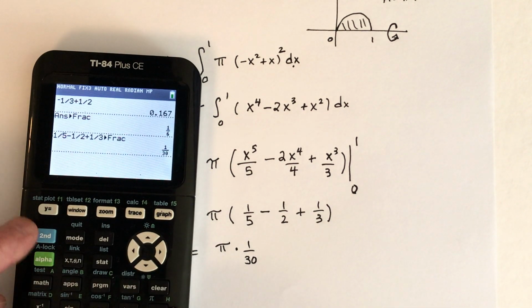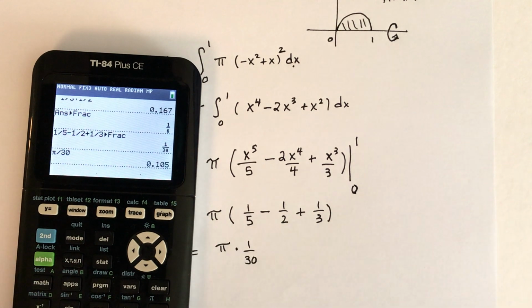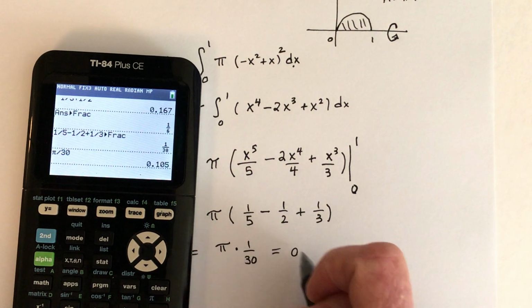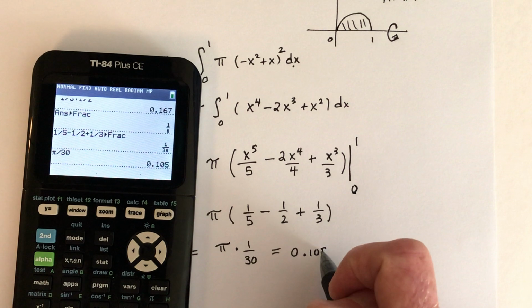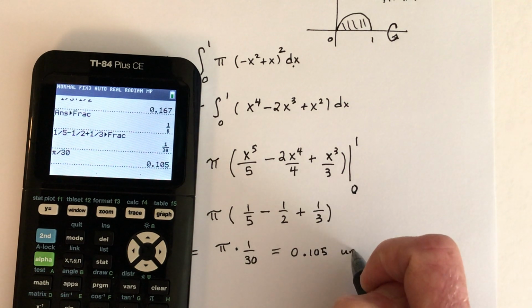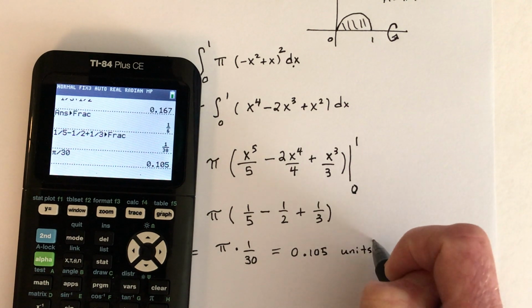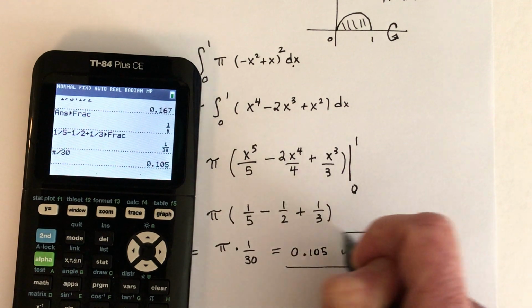And then just real quick, in case you want a decimal, you can just say pi divided by 30. So it turns out that it's just 0.105. And then whatever the units are, because this is volume, it would be cubic units.